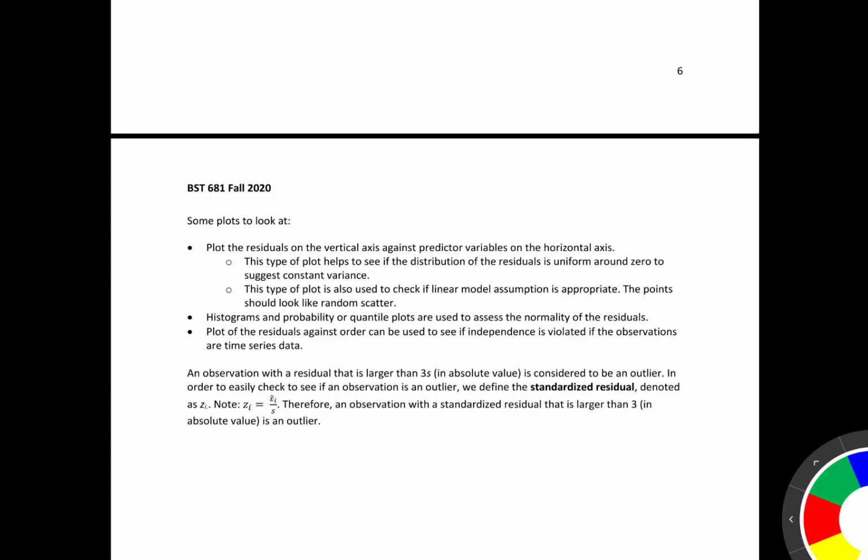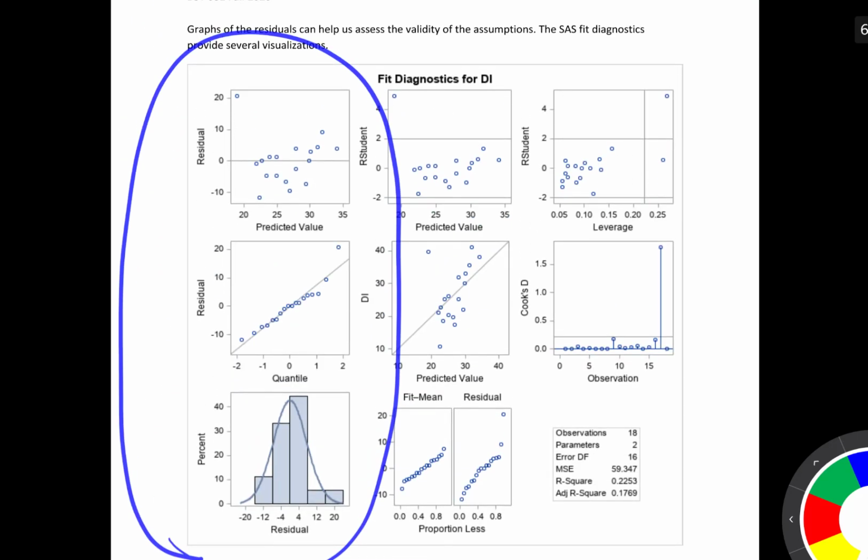The first one is to plot the residuals on the vertical axis against the predictor variables on the horizontal, and we'll call this plot 1. This type of plot helps to see if the distribution of the residuals is uniform around 0, and that would suggest constant variance. It's also used to check if the linear model assumption is appropriate, and so the points should look like random scatter. So looking up at the top, that's this plot right here. And so when we're looking for patterns, we might look for dips or horseshoe shapes. We also want to see things randomly scattered about 0.